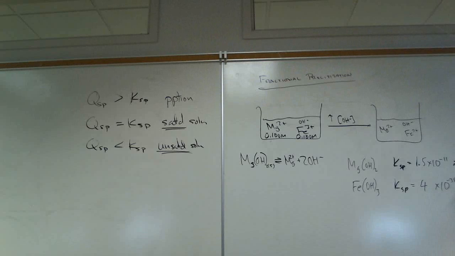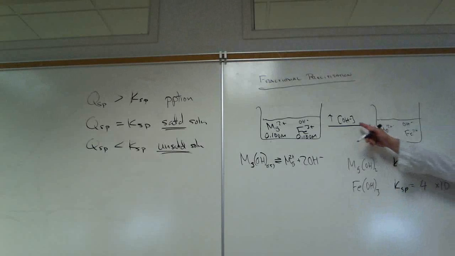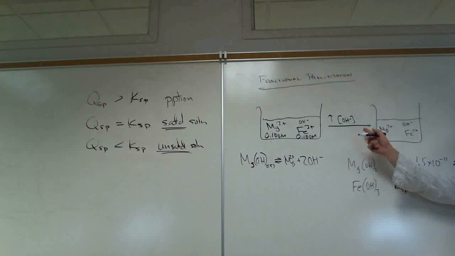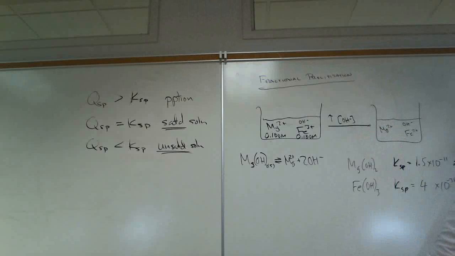Very little hydroxide. Whereas over here, this is going to equal the iron 3+ concentration times the hydroxide ion concentration cubed. But as I add more hydroxide, eventually the hydroxide concentration is going to build up and QSP will equal KSP. When QSP equals KSP, we call that saturated. Now, if you keep adding more hydroxide, you're going to get supersaturated, which means it's going to start to precipitate.